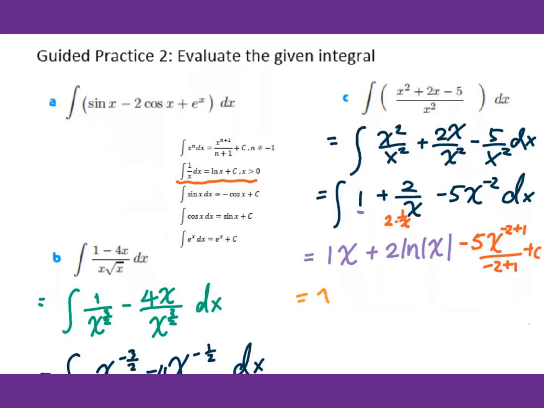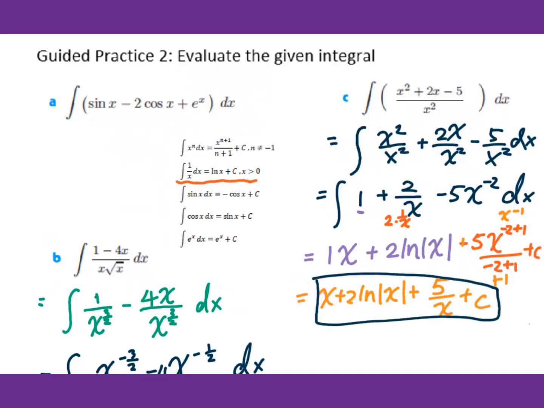So you will get x plus 2 natural log of absolute value of x. This will be negative 1. Then negative negative is positive. So plus 5 over x, because this one is x to the negative first power, then plus c. This will be the solution to c.